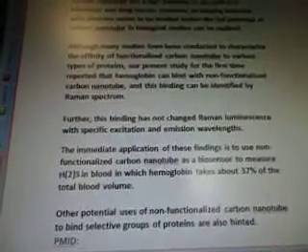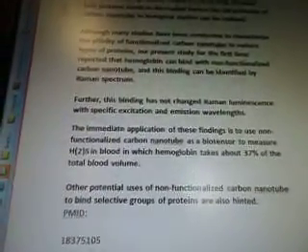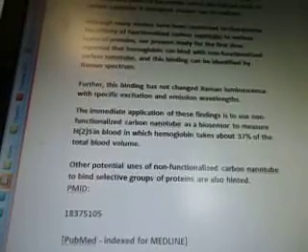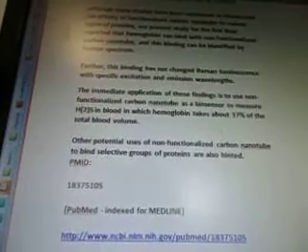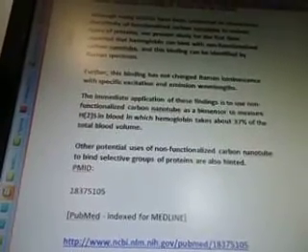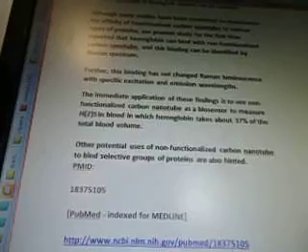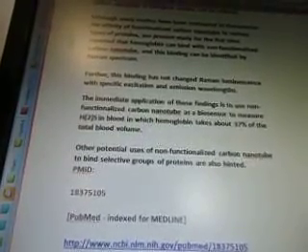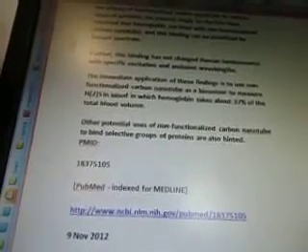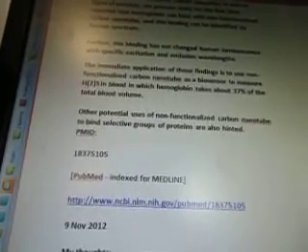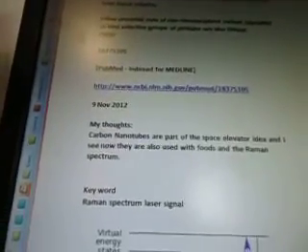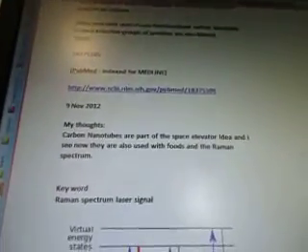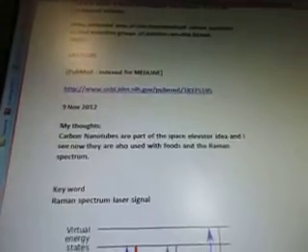Further, this binding has not changed Raman luminescence with specific excitation and emission wavelengths. The immediate application of these findings is to use non-functionalized carbon nanotube as a biosensor to measure H2S in blood, in which hemoglobin takes about 37% of the total blood volume. Other potential uses of non-functionalized carbon nanotube to bind selected groups of proteins are also hinted. And that's from www.ncbi.nlm.nih.gov.